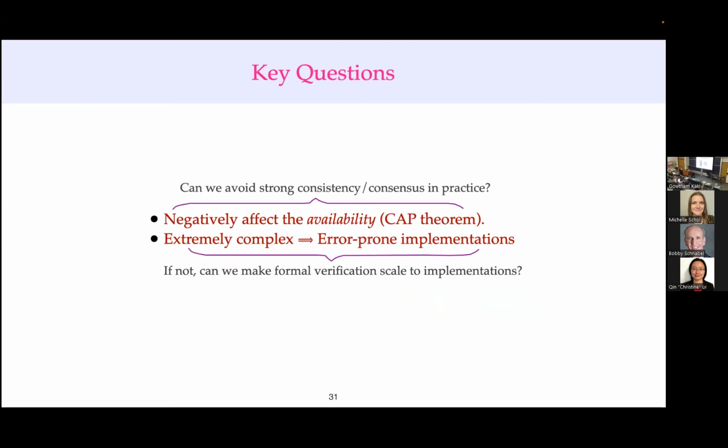So the key questions that we want to focus on are, can we avoid strong consistency or consensus in practice? If not, can we make formal verification scale to the actual implementations, right? So if you want to avoid strong consistency, what are the guarantees we can give, and how do we formally verify those guarantees? These are the two key questions in this context. So I'll focus on the first question first, right?